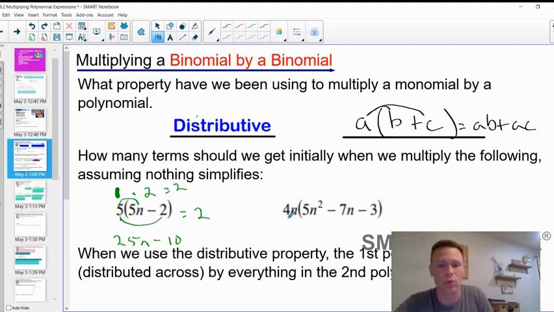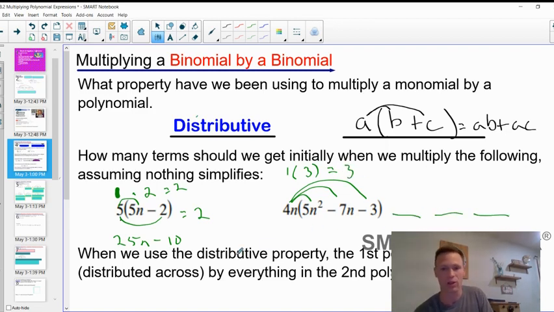Okay, so next question is, how many terms would I get initially here? Well, I have to multiply this 4n times 5n squared, then times -7n, then times -3. And when I do that multiplication, I have 1 term times 3 more terms, and 1 times 3 is 3. So I would get 1, 2, 3 terms in my answer. Again, assuming that nothing simplifies and I can't combine like terms.